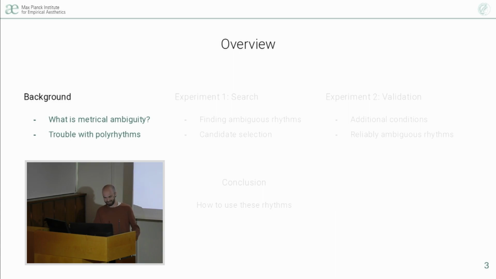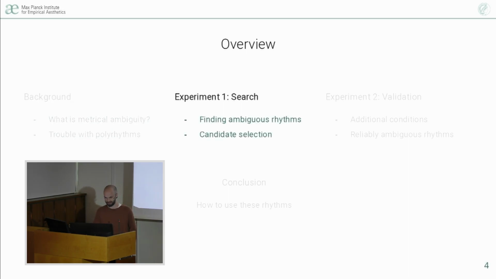So first, I'm going to give you some operational definitions of what I'm talking about, how I'm approaching things, what metrical ambiguity is, and where it's useful and some pitfalls we have when we try and use it to study other things. Then I'm going to talk about a couple of experiments that we did to find some ways to address this.